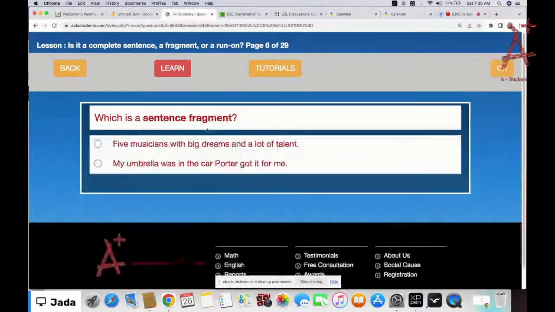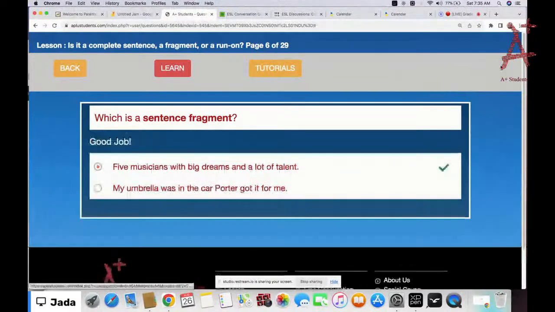Now, sentence fragment: five musicians will with big dreams and a lot of talent. My umbrella was in the car. Potter got it for me. This is a run on. So it's gonna be five musicians with big dreams and a lot of talent.